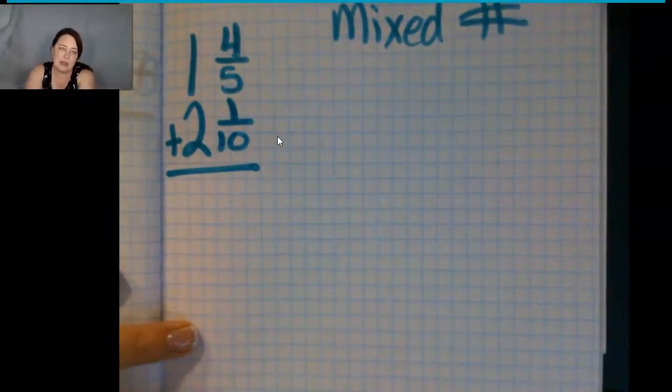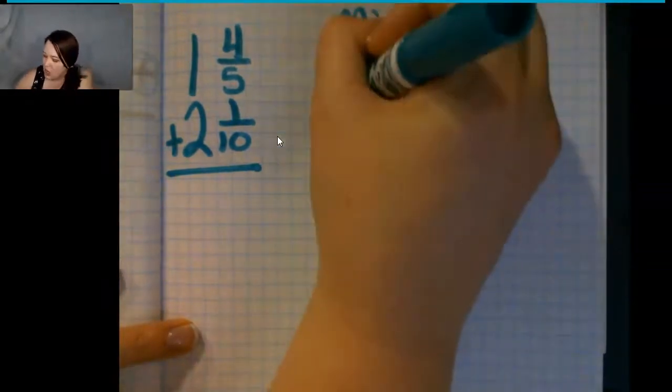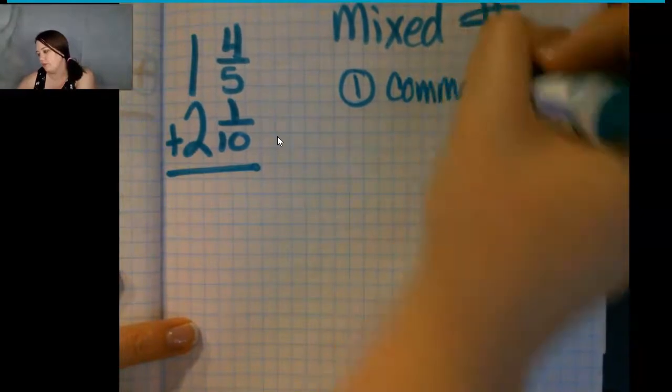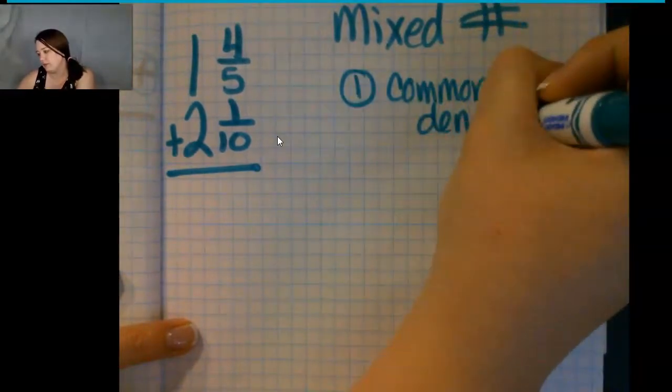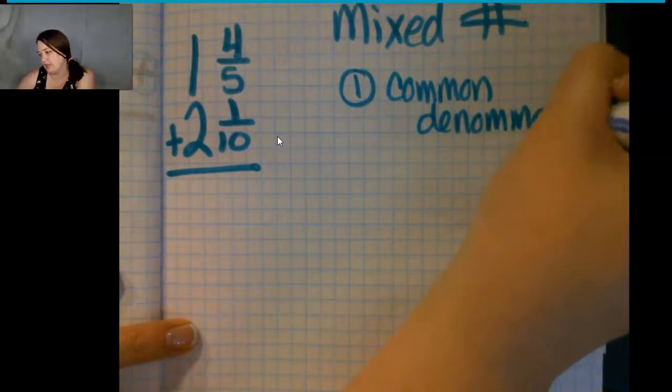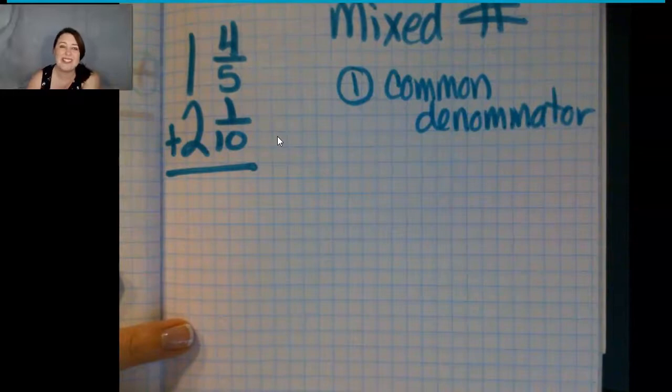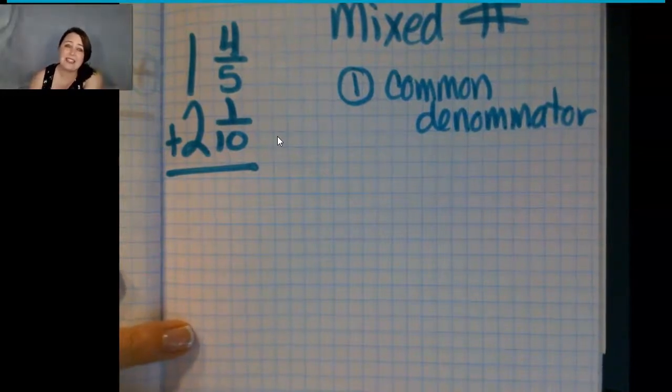Let's start with the example 1 4/5 plus 2 1/10. Okay, so that's the example the book gives us, 1 4/5 plus 2 1/10. Now step 1, we need a common denominator. That's going to be our very first step, pretty much, I want to say for this entire chapter. Step 1 is to get those common denominators.